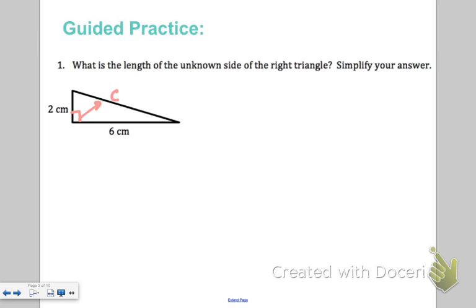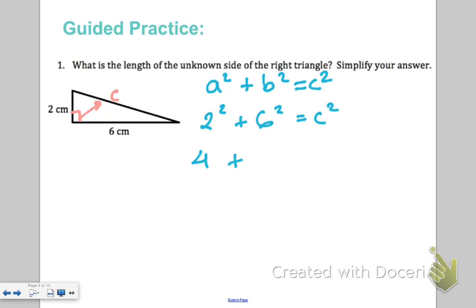So as we would with any Pythagorean theorem problem, we're going to start by writing out the formula, right? So the formula, we have a squared plus b squared equals c squared. So we're going to substitute our legs. Remember, a and b are interchangeable. So we have leg squared plus the other leg squared is equal to our hypotenuse squared. 4 plus 36 is equal to c squared, which means 40 is equal to c squared, right?